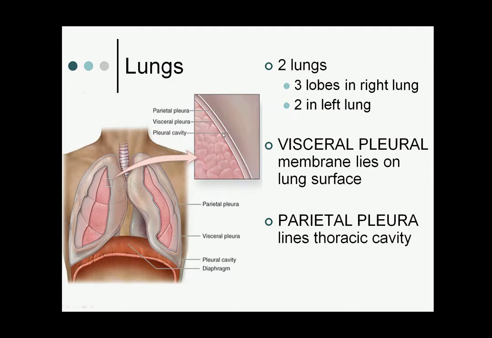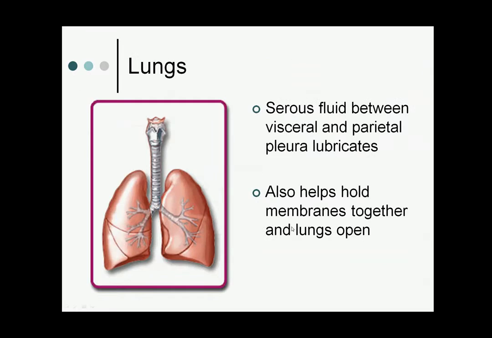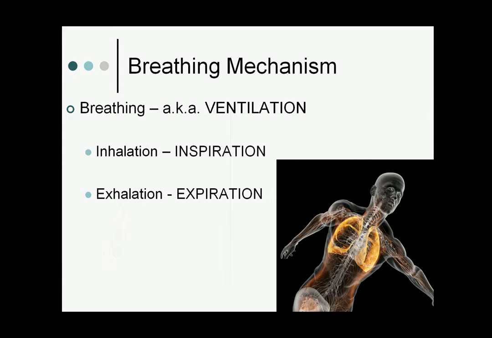Okay, so visceral on the inside, IV, everyone knows what an IV is, right? Inside, visceral, it's an easy way to think of it. PO, parietal, outside, PO box. And then here's that serous fluid. It helps to lubricate, but also helps to keep those membranes together. So as the parietal membrane is being pulled on, the visceral membrane follows right up behind it to cause breathing. And here are the two parts of breathing.